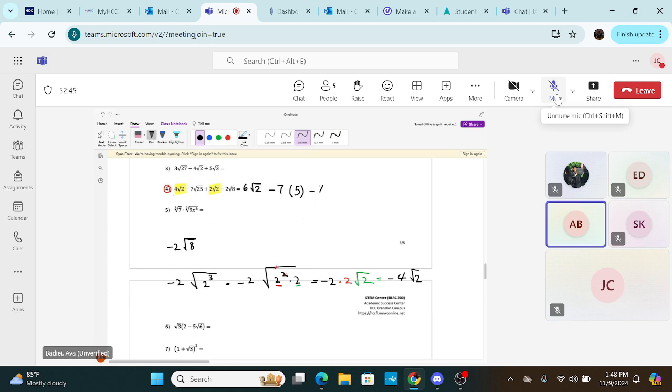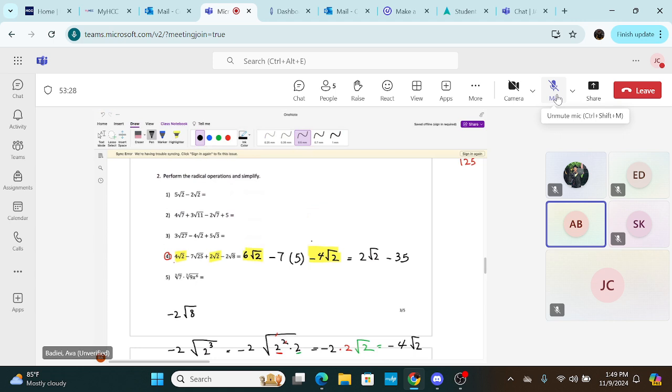I'm going to write it up here, negative 4 square root of 2. Now, if you look at it, this is a square root of 2. This is a square root of 2. So now you can try to add these ones. 6 square root of 2 minus 4 square root of 2 is going to be 2 square root of 2. And then this is minus 7 times 5, 35. And at this point, there is just nothing else we can do about it. This is going to be our final answer.